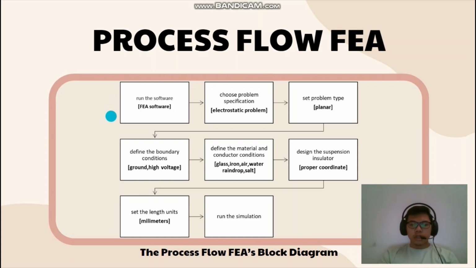So this is the block diagram of FEA simulation. First of all, we run the software and then we choose the problem specification, which is electrostatic problem. Then we set the problem type to planar. And then we define the boundary condition, which is ground and high voltage. Next, we define the material and conductor condition, which is glass, iron, air, water, raindrop, and salt.